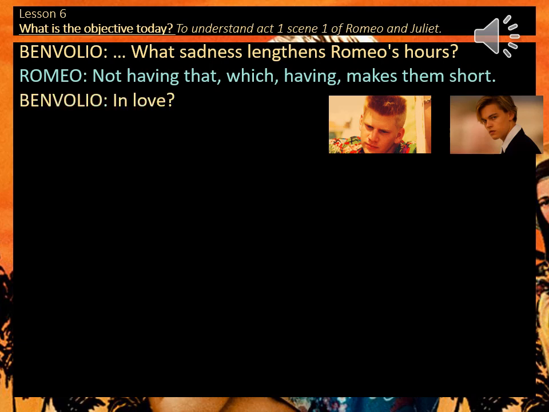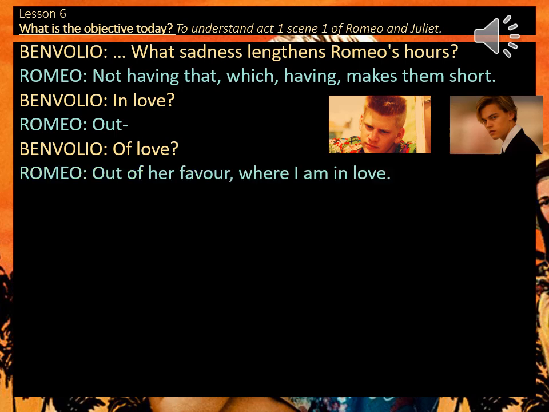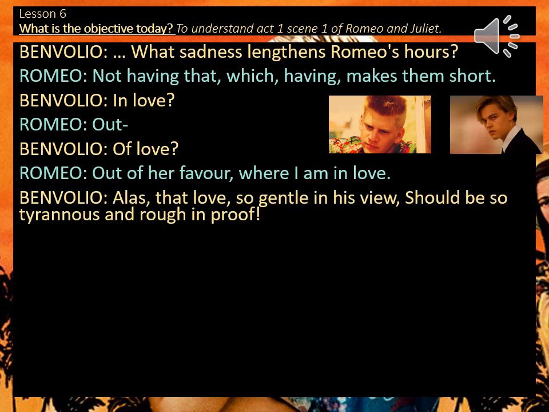Benvolio asks him if he's in love. Romeo says, out. Benvolio asks, are you out of love? Romeo says, out of her favour, or I am in love. She doesn't like me and I love her. So Benvolio says, alas, that love, so gentle in his view, should be so tyrannous and rough in proof. He's talking about this love that's causing him pain.